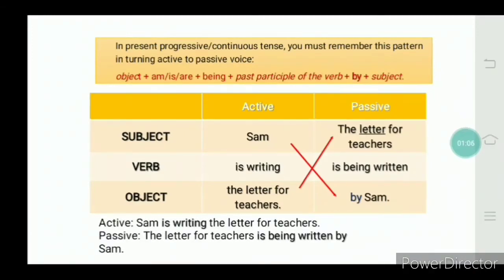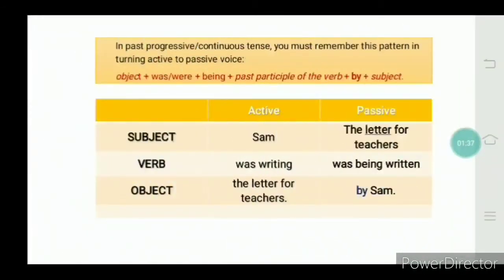There, our verb is being written because our subject is letter, which is singular. But if ever our subject is changed into the letters, we will also use are being written, are for plural. But since the letter is singular, we will be using is.